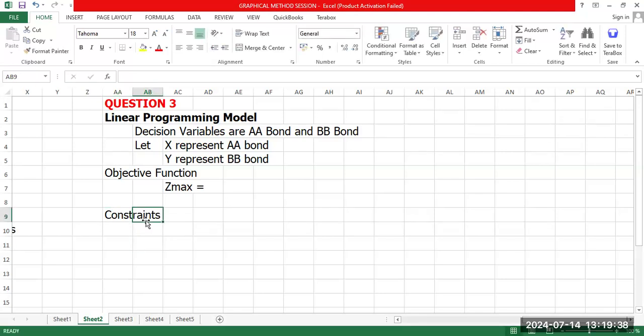Constraints: every time you see those words that I told you, at most, at least, available, up to, limited to, more than, less than, the inequality is calling you a constraint. And we said each constraint formulates an inequality. So come back to your scenario.